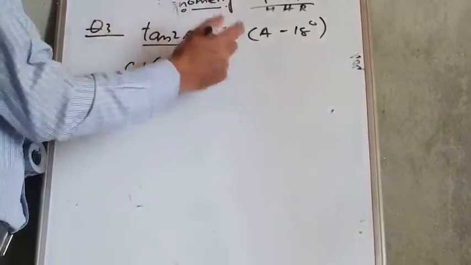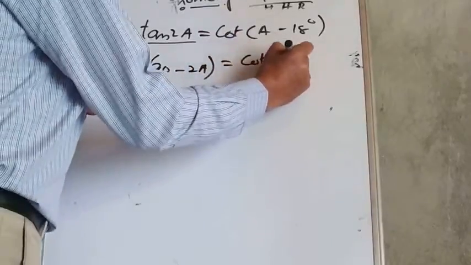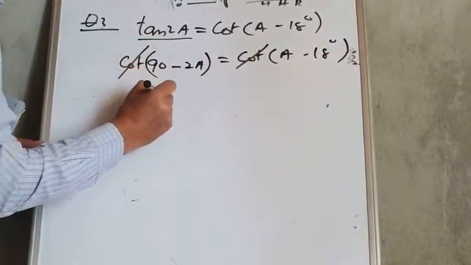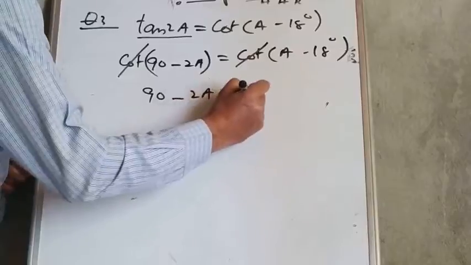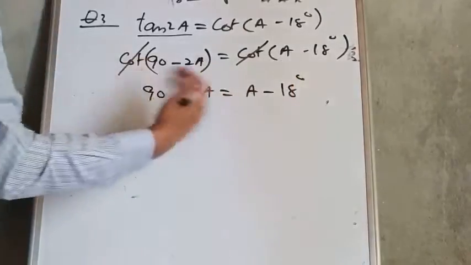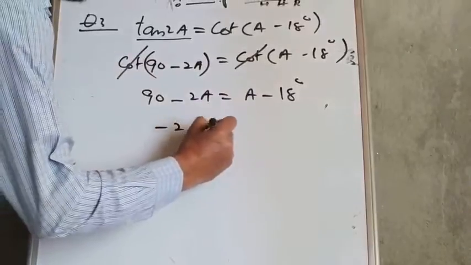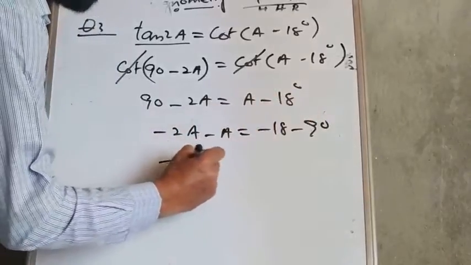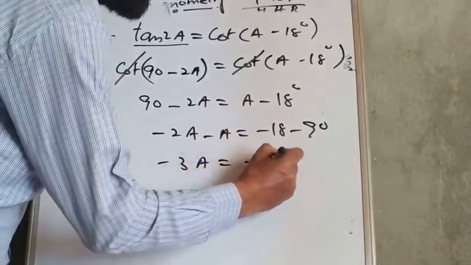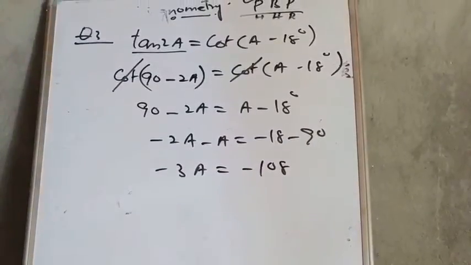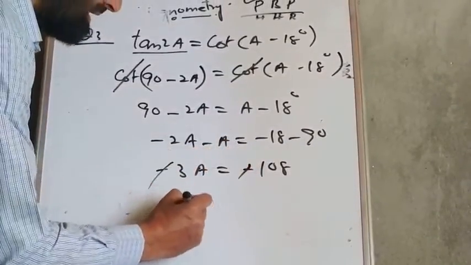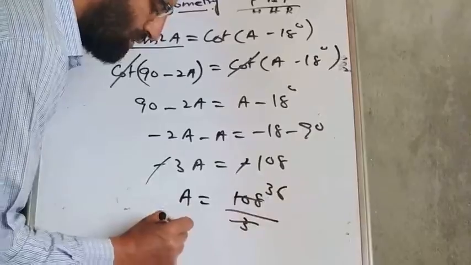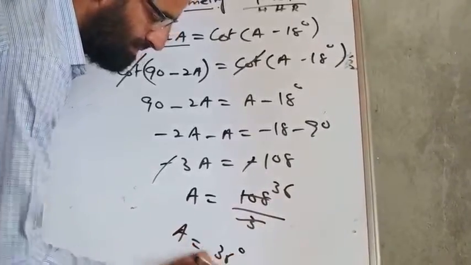That's again tan 2a is equivalent to cot of a minus 18 degree. Now cot and cot will go. We are left with 90 minus 2a is equal to a minus 18 degree. Now bring the a's together. 2a minus a is equal to minus 18 degree minus 90 degree. Now this is minus 3a is equal to minus 108. Minus and minus will go. What is a? a is equal to 108 divided by 3. 3 3s are 9, 3 6s are 18. So a is equal to 36 degree.